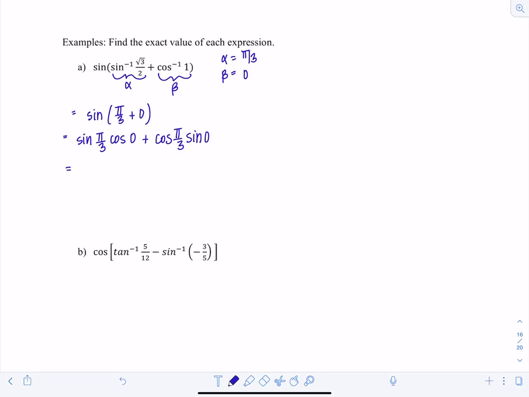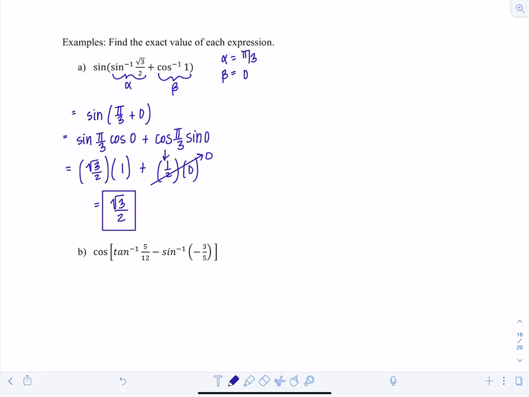So sine of pi over 3, that's going to be rad 3 over 2. Cosine of 0, that's 1. Plus cosine pi over 3, that's 1/2. Sine of 0, 0. So this whole term is gone. And we're just left with rad 3 over 2. Okay, that was our warm-up example.